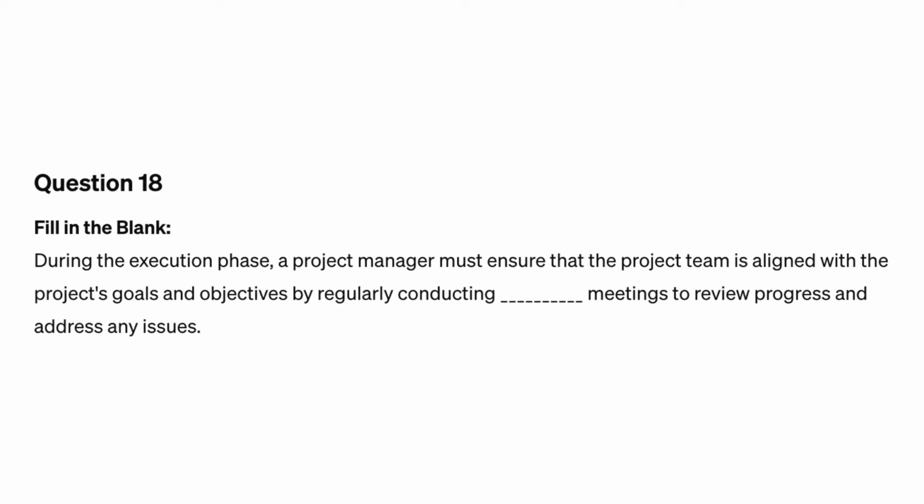Question 18. Fill in the blank. During the execution phase, a project manager must ensure that the project team is aligned with the project's goals and objectives by regularly conducting blank meetings to review progress and address any issues.